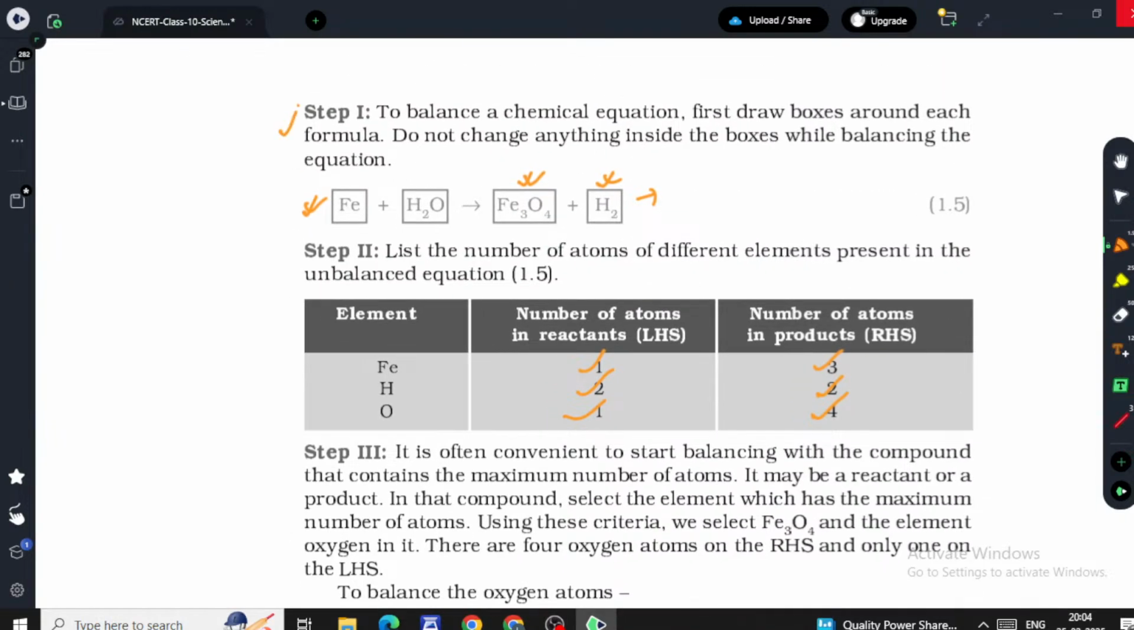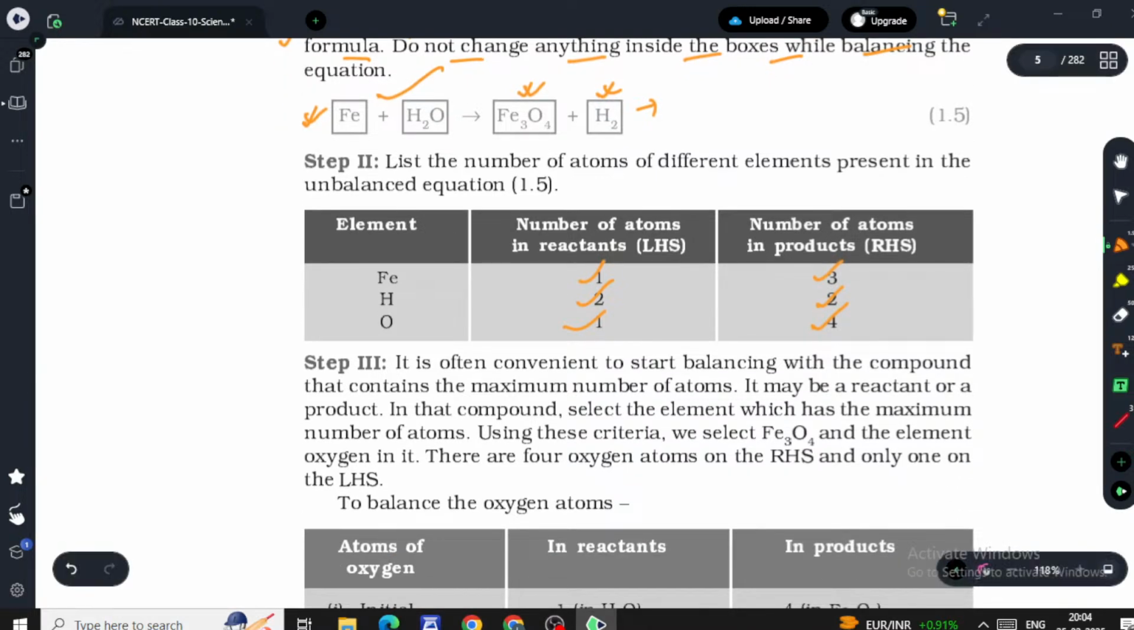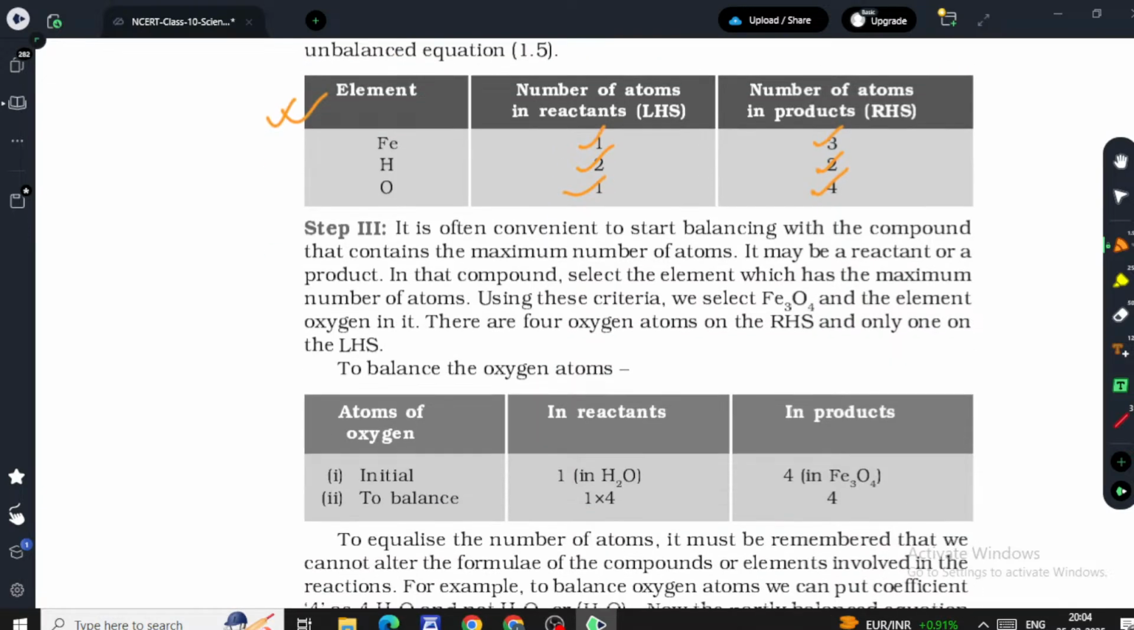The first step to balance a chemical equation is to draw a box around each formula. Do not change anything inside the boxes while balancing the equation. Then list the number of atoms of different elements present in the unbalanced equation. Step 3: it is often convenient to start balancing with the compound that contains the maximum number of atoms, it may be a reactant or a product. In that compound, select the element which has the maximum number of atoms.